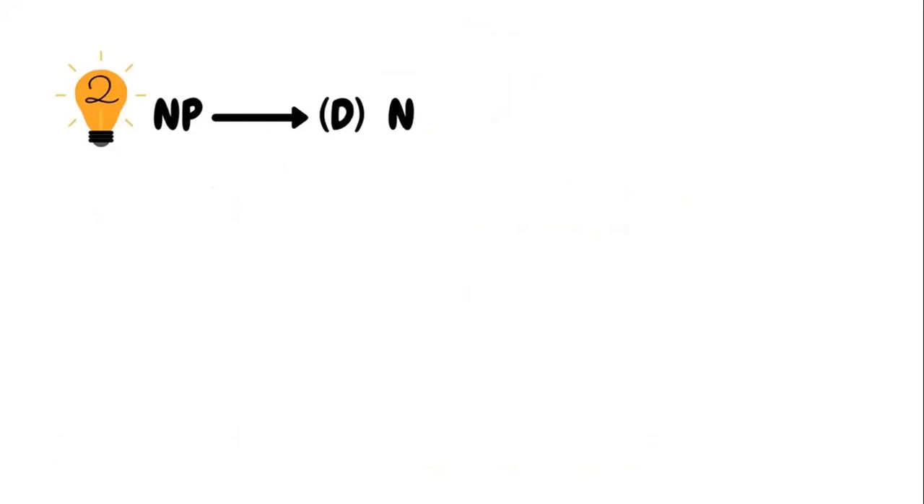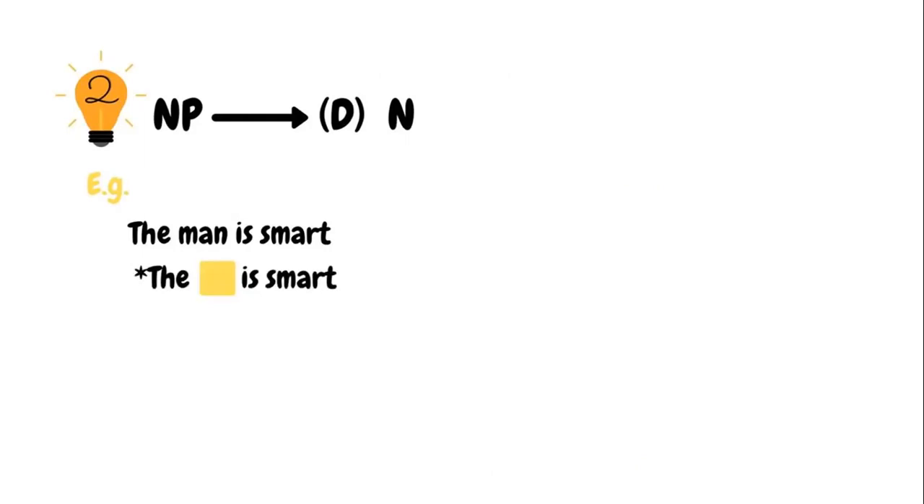So let's see if the noun itself is obligatory, as we said it was. Now, for example, we can say things like the man is smart, but we can never say things like the is smart because we are missing the noun here. So apparently it looks like the noun is obligatory. Now let's apply our second rule to a hierarchical structure. A noun phrase consists of a determiner and a noun. Hopefully it's not too hard to wrap your head around.